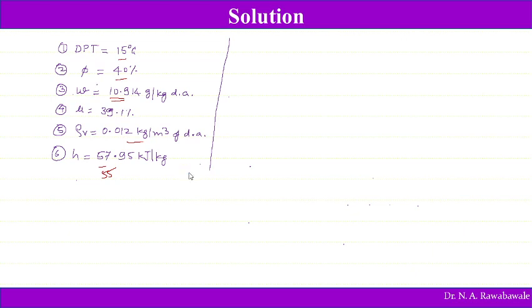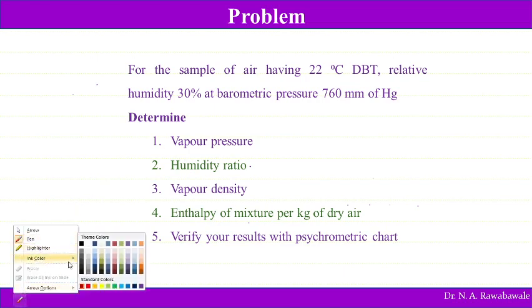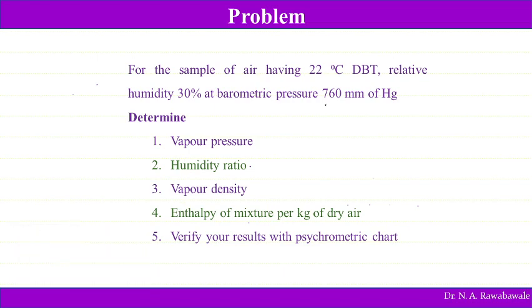So now coming to the next problem, we'll see one more problem. Now for the sample of air having 22 degrees Celsius dry bulb temperature, relative humidity 30% and barometric pressure 760 mm of Hg, he is asking us to find out vapor pressure, humidity ratio, vapor density, then enthalpy of mixture per kg of dry air, and then verify results with the psychrometric chart.